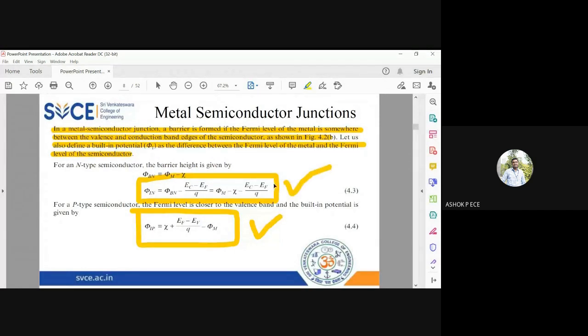So in n type, the majority carriers are going to be electrons, so the Fermi level is close to the conduction band. That is going to be defining the built-in potential. In p type, the majority carriers are going to be holes, and the Fermi level is going to be close to the valence band. So that difference is going to give me the impact of the potential barrier. So we have derived the potential barrier or built-in potential for the n-type and p-type semiconductor in a metal semiconductor junction in a MESFET device.